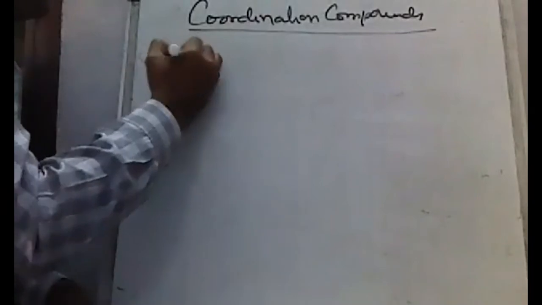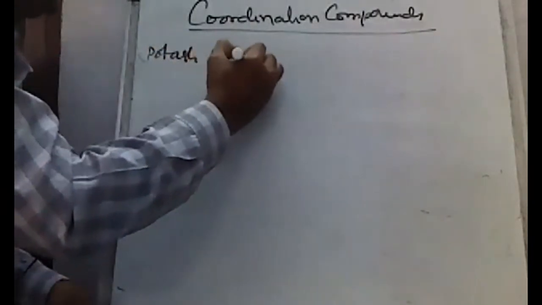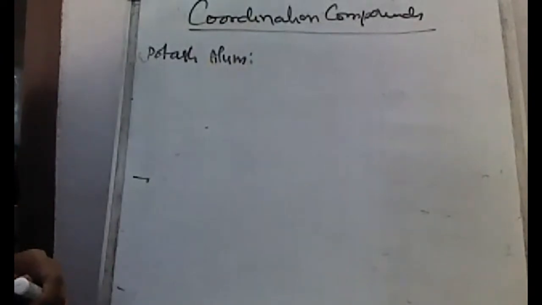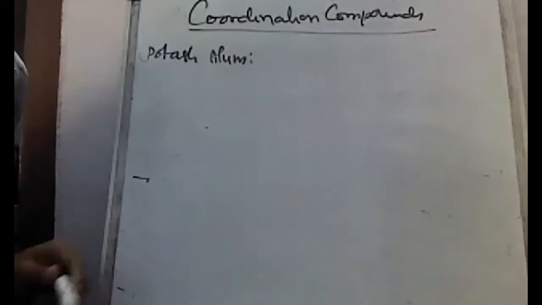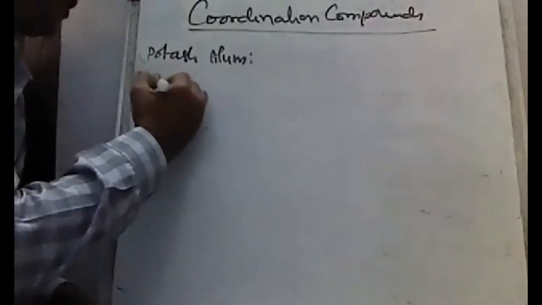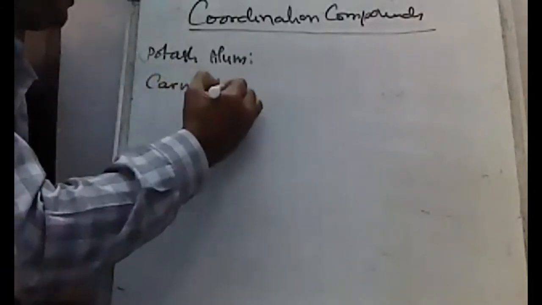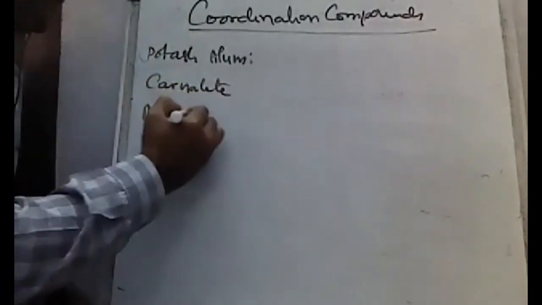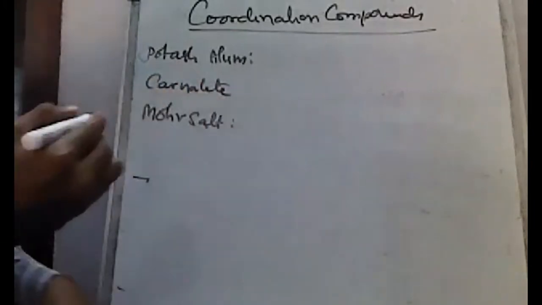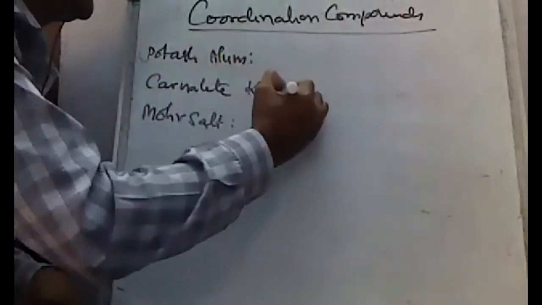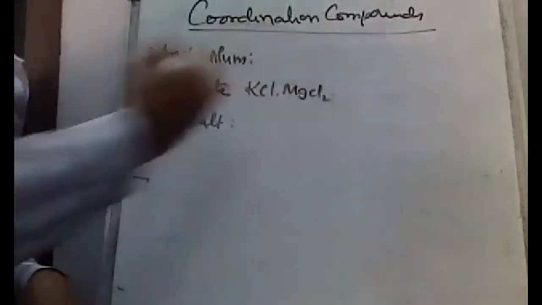Let me take examples. Some examples for the double salts are potash alum, Mohr salt, and carnallite. The carnallite is KCl.MgCl2.6H2O.